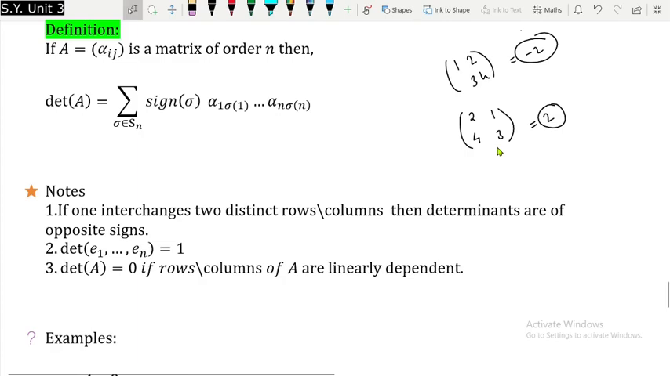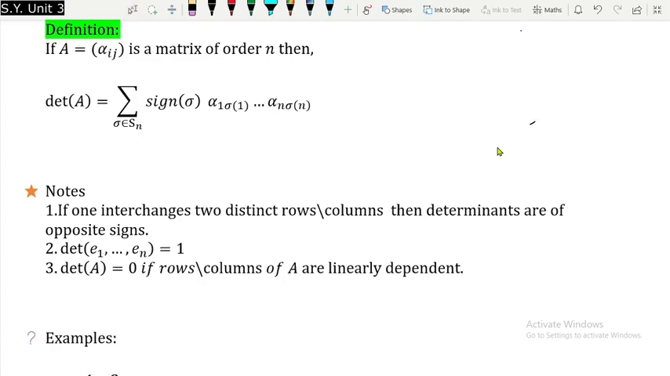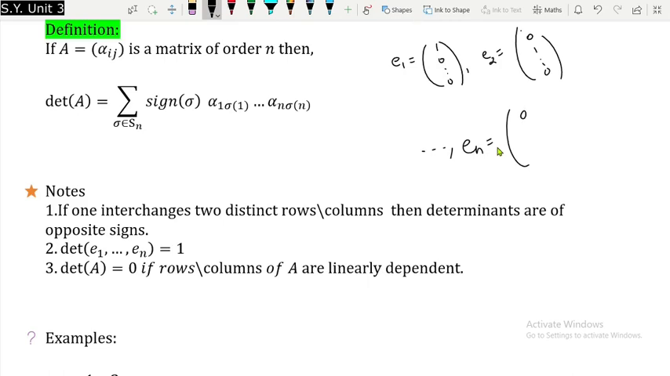The second note is saying that the determinant of E1 E2 up to En is equal to 1. So what are E1, E2 and En? Actually we are talking about the identity matrix. E1 is nothing but 1 0 and so on up to 0. You can recall the standard basis of R raised to n in terms of column vectors: E2 is 0 1 and so on up to 0. And if we continue this, your En is nothing but 0 0 and so on up to 1. So this is how it is.